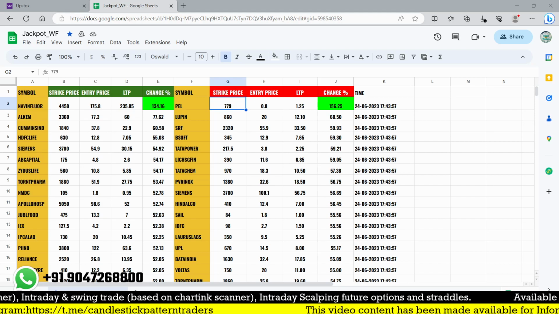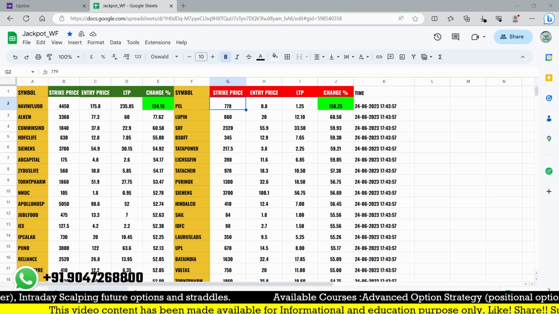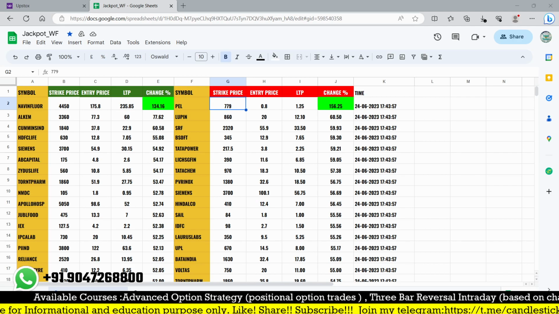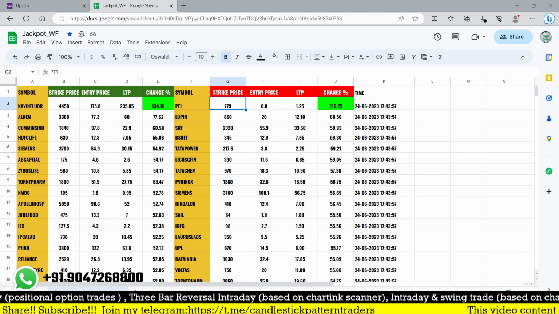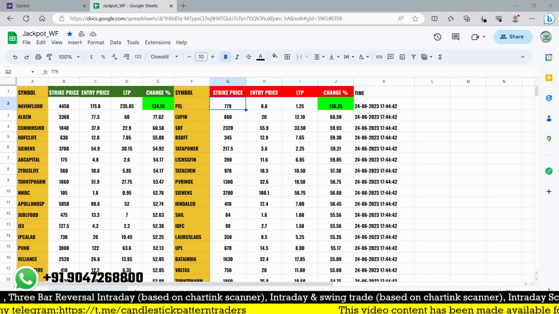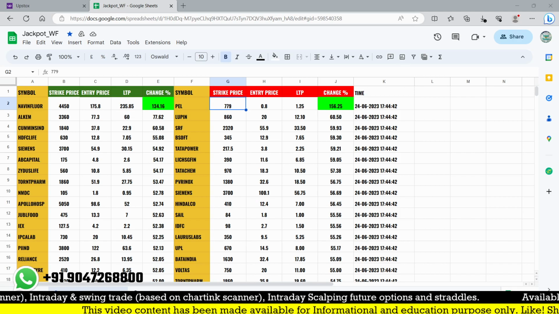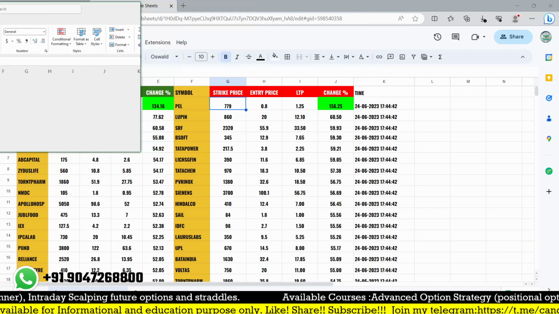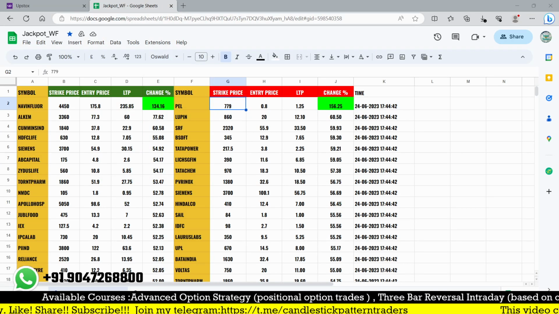Let me go to PEL, where I can find it. PEL is for my positional opportunity. The strike price is some misunderstanding, or the strike price was calculated mistakenly. The strike price which we are following is around 889, but it is mentioned as around 779. 889 should be the strike price which I want to follow for PEL.